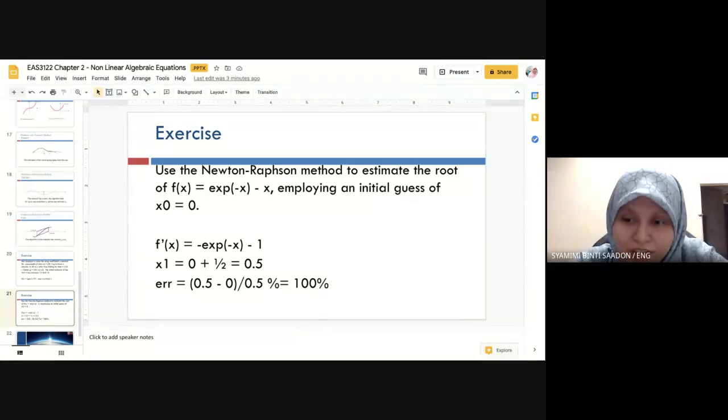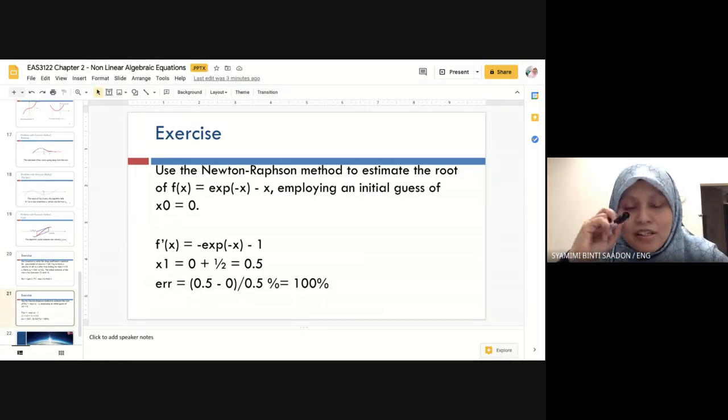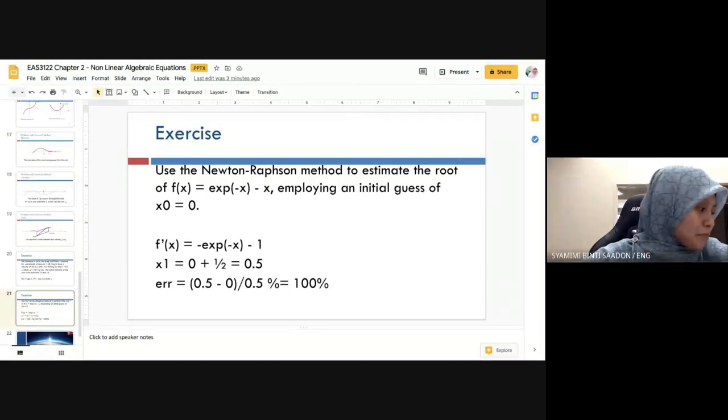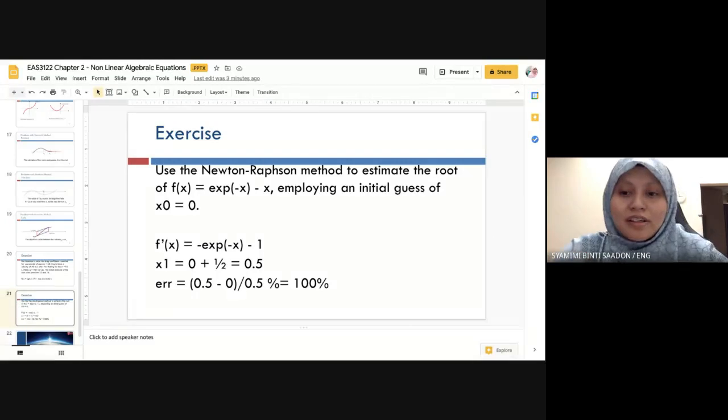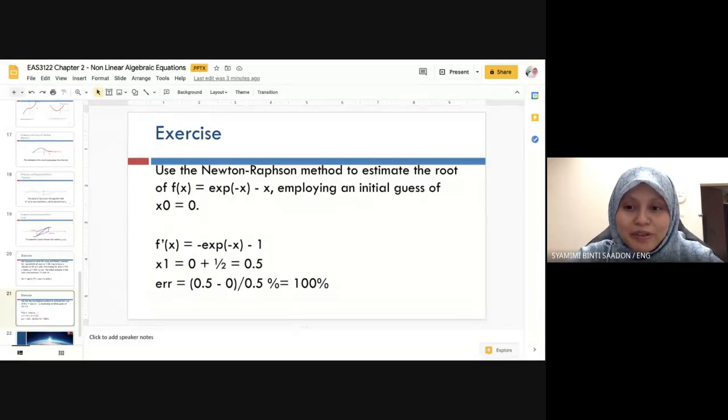Okay, so the second round, x2 will be 0.5663, around that. So you calculate the error, 0.563 minus 0.5, x1 just now, over 0.563. So the percentage is less than 5. Okay, it's getting 11.7%. Okay, the third round I think will be less than 5%. Keep going.